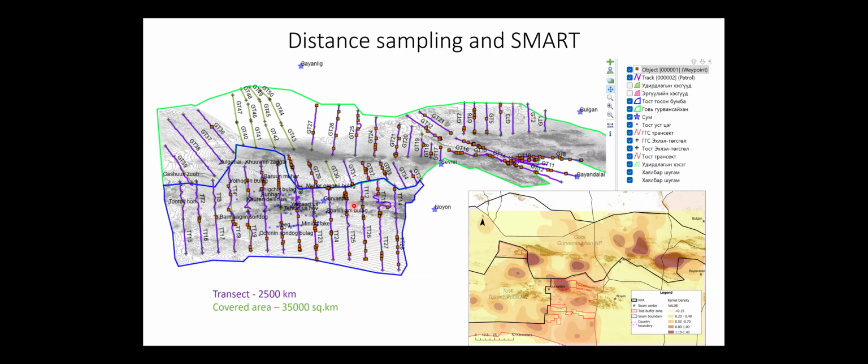Another major benefit is that SMART is fully translated into Mongolian, making it incredibly user-friendly and useful for our local and national protected area rangers and citizens.